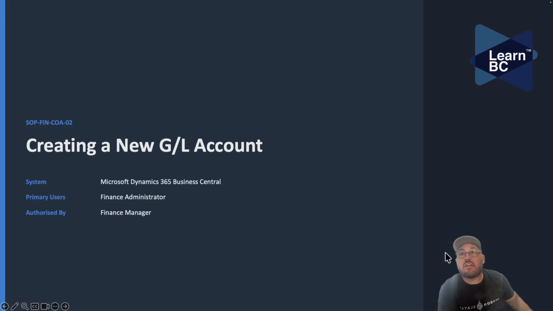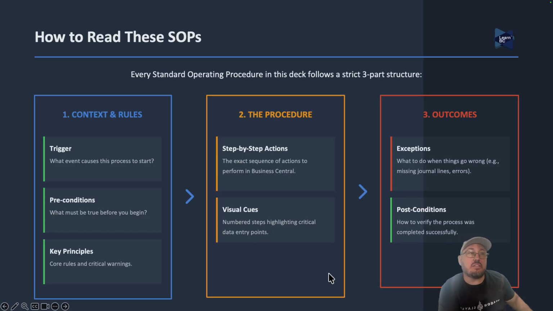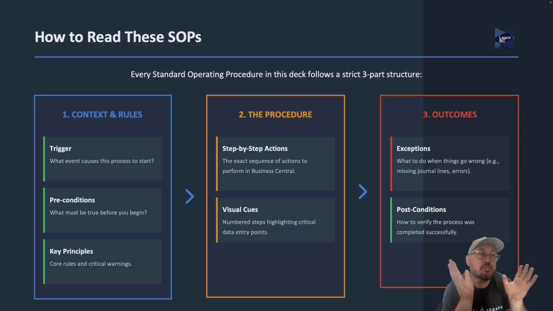With every one of our videos, we like to cover three key things: the context and the rules. We talk about what is the trigger that starts the process, the preconditions, key principles. Then we go through the procedure step by step, and at the end we make sure we give you visual cues and an actual practical demo. The outcomes, we go through what happens if it fails, so what are the exceptions, and what are the post conditions, what's the glorious green fields, blue sky, dream position of this particular SOP.